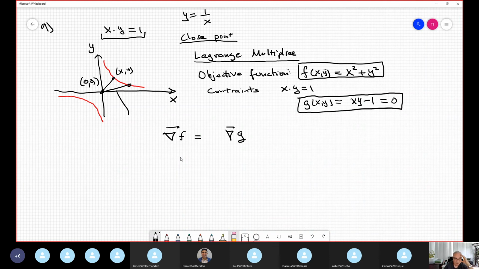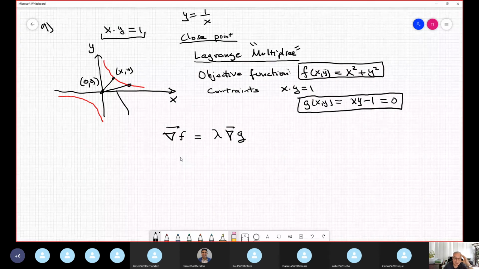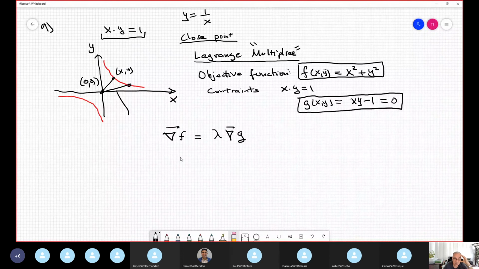To be parallel means you multiply this by a number that Lagrange called lambda. So, multiply by a number. I proved in the other class that at the minimum and maximum, the gradient, which is the vector of the function, and the gradient, which is another vector of the constraint, are parallel.